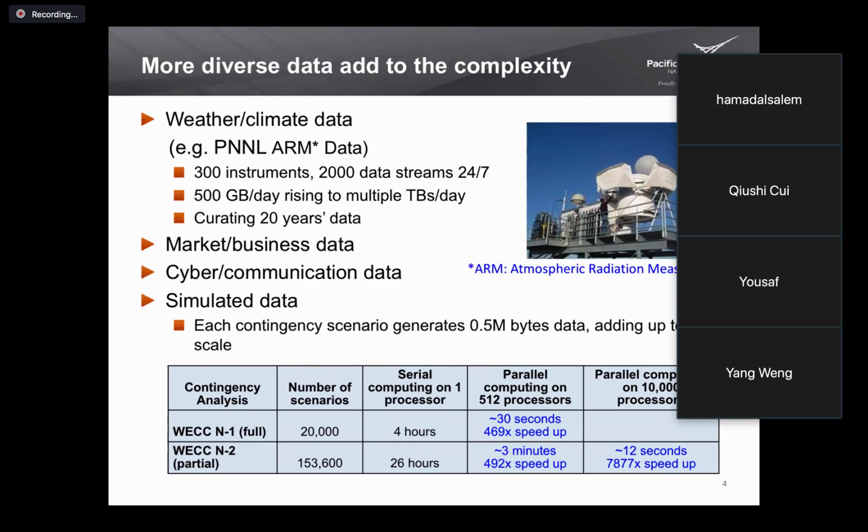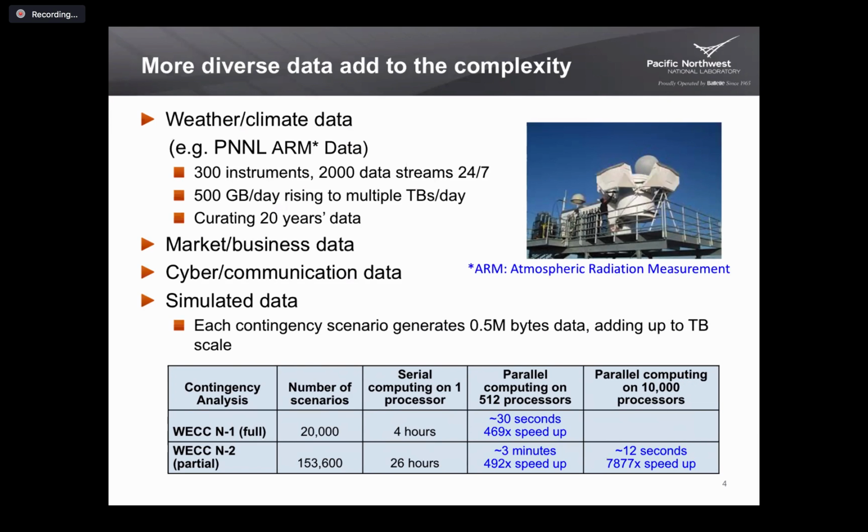And not only that, I think many of you are probably familiar with phasor measurements and smart meters, but there is other data which is probably less talked about, but can be very important for the power grid. For example, another effort at the PNL, which I'm not involved in, but I know about, is called ARM. They collect a lot of data for weather and climate.